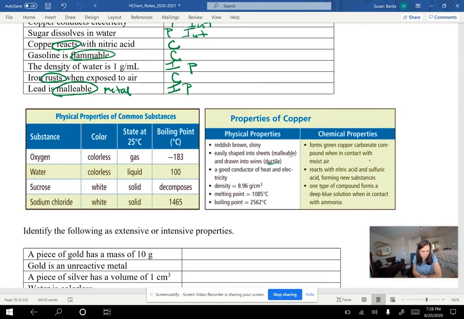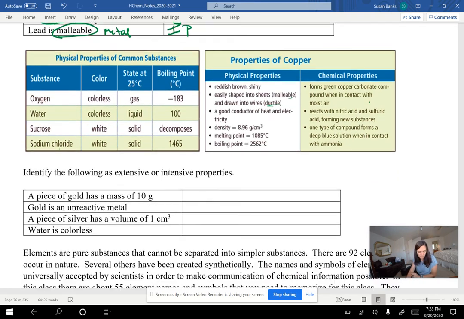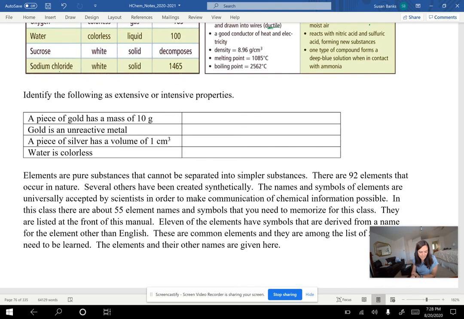Sucrose or table sugar is white. It's a solid, and it decomposes, so it burns. It doesn't really boil. And sodium chloride, this is table salt. It's white, it's solid, and its boiling point is 1,465 degrees. Okay, take a minute to look at this, whether this is intensive or extensive.